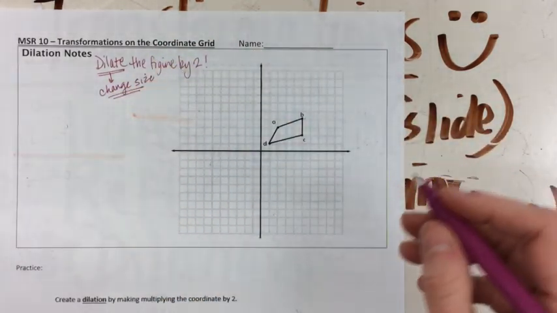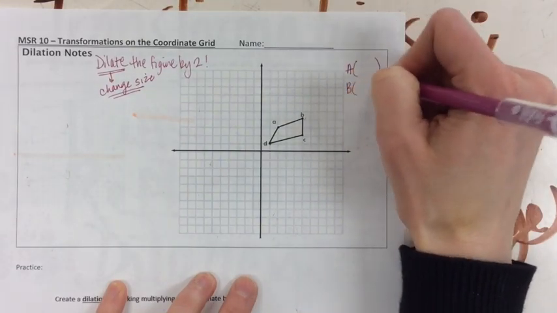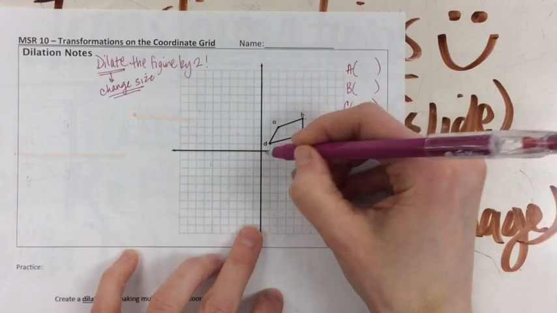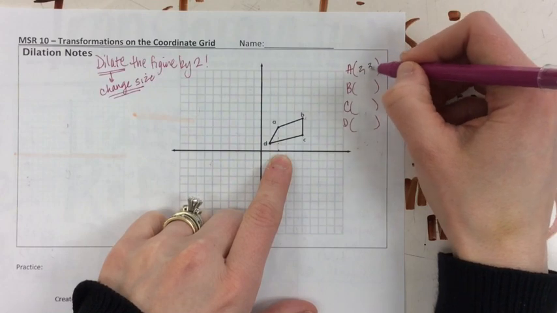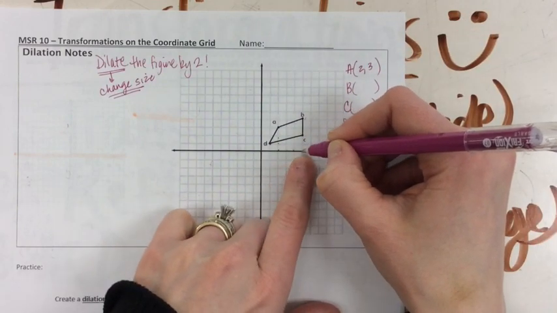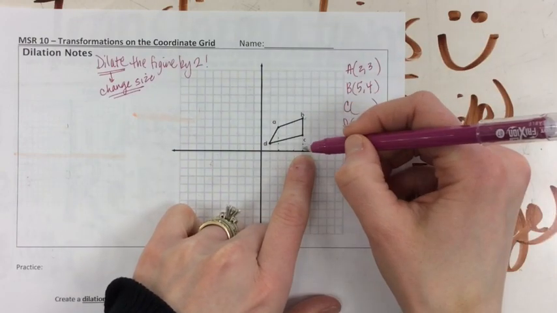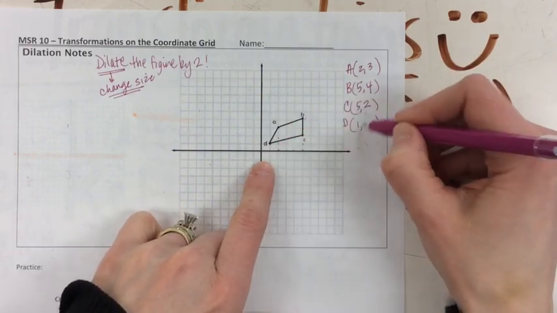All right, so the first thing we need to do again is to write down our starting coordinates. So let's go ahead and record those. So A is at 2, 3. We've got B, which is at 5, 4. We've got C, which is at 5, 2. And then we've got D, which is at 1, 1.